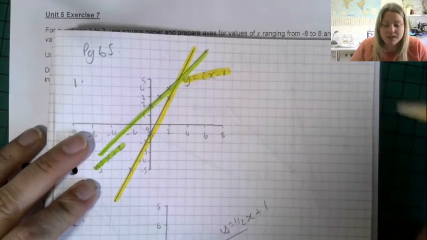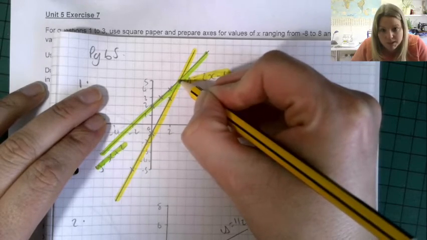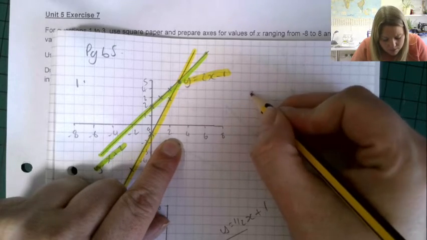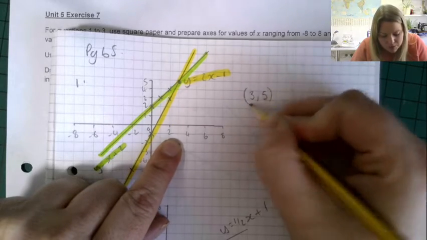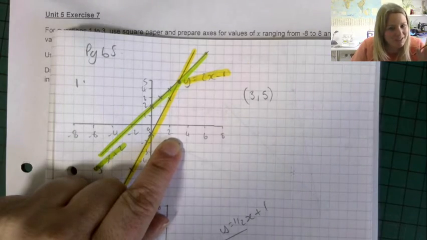So the point of intersection is just the point where the lines cross. Okay, so that's going to be here for this one. So the point of intersection here is 3, 5. And if you use this to mark yours for me, please. There's some of these where we could be a little bit off.